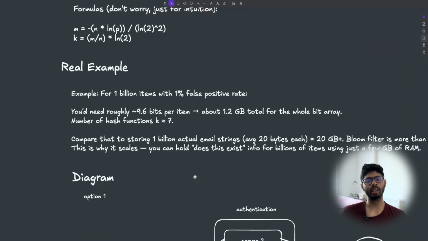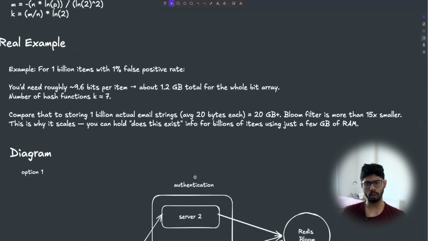But the whole point is, I'll give you a real life example. This is the main point that you should understand: for 1 billion items, we are happy with a 1% false positive rate. This is the important thing. Secondly, you need roughly 9.6 bits per item, about 1.2 GB total for the whole bit array. The number of hash functions is going to be around 7.